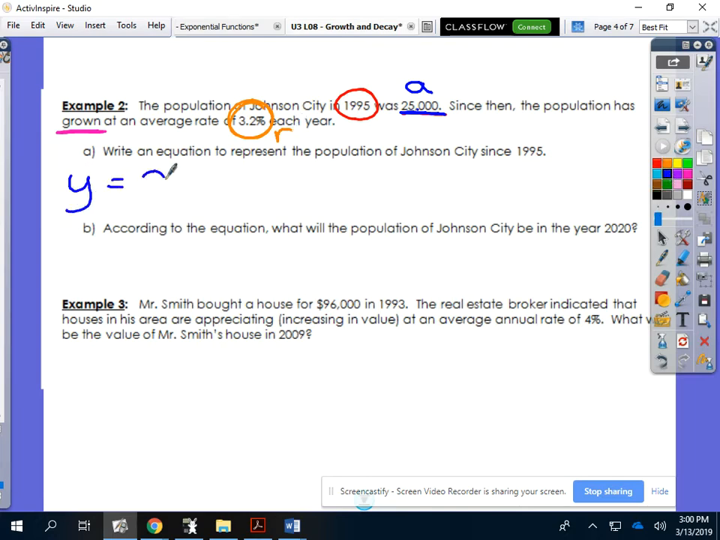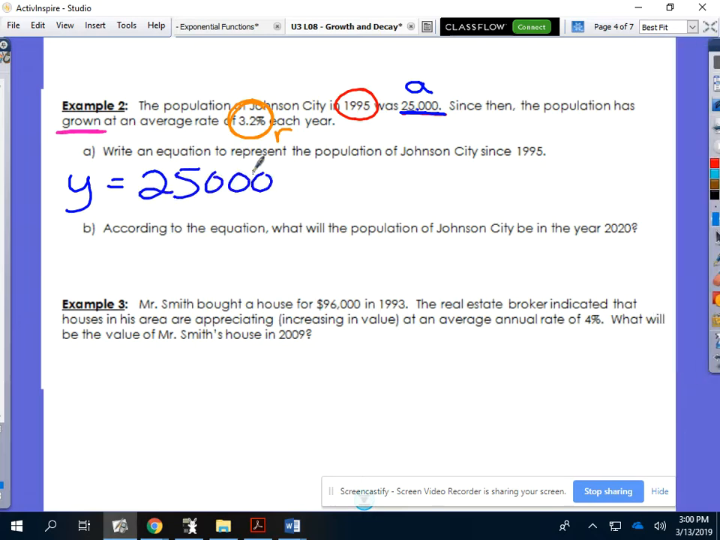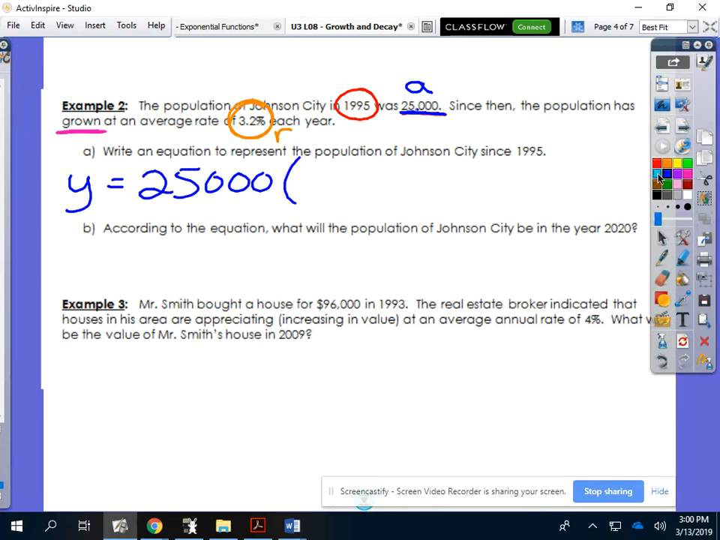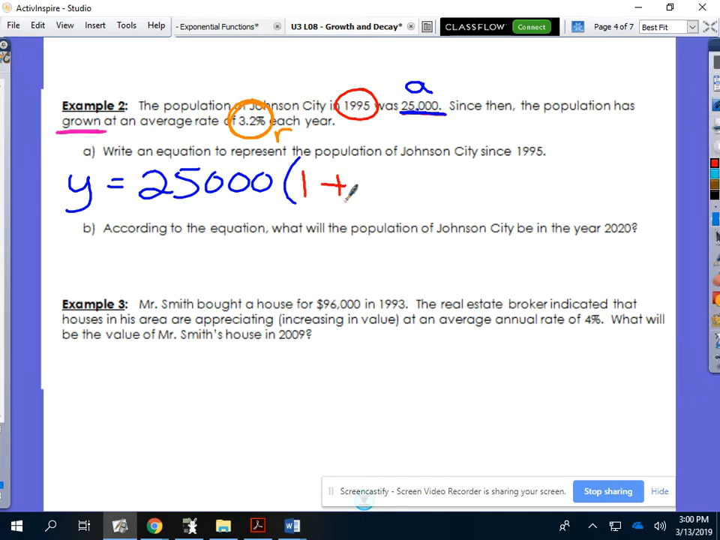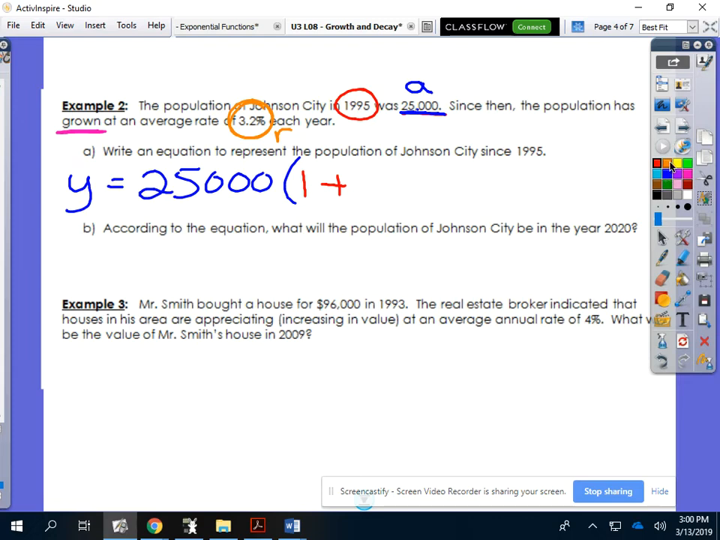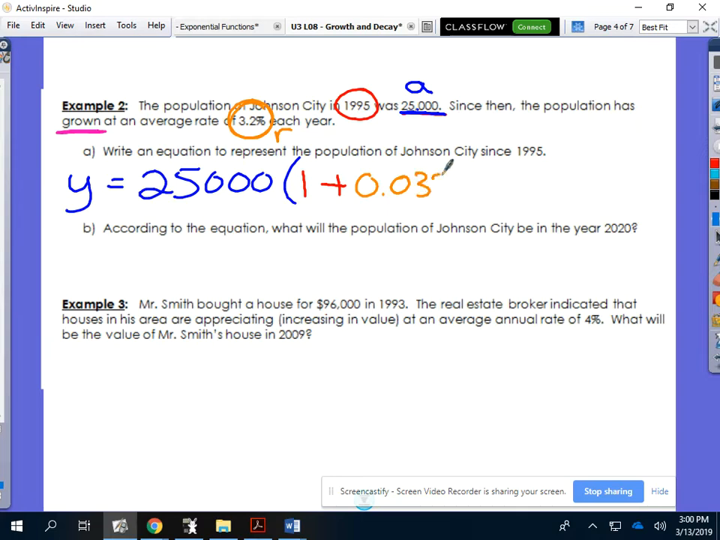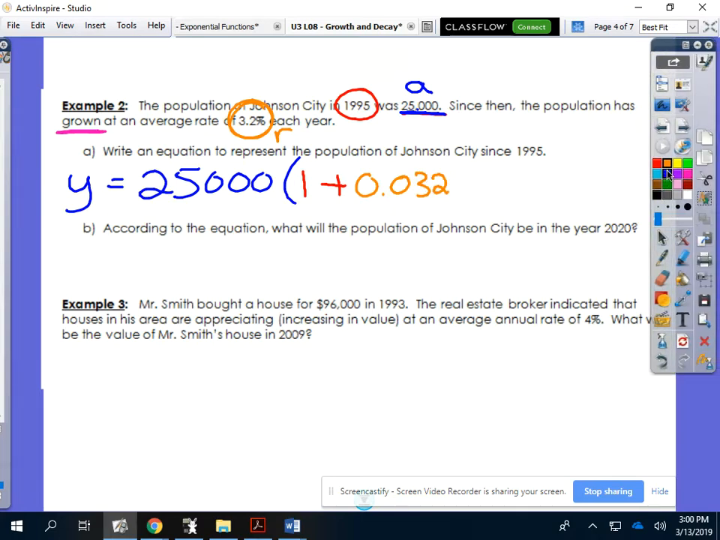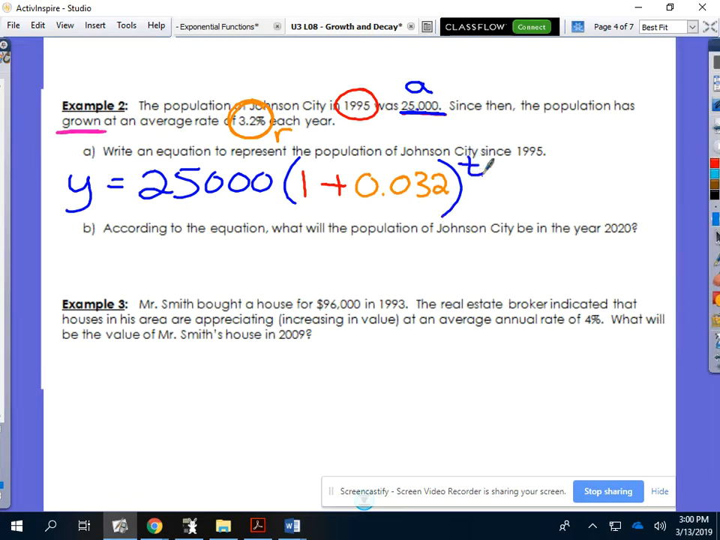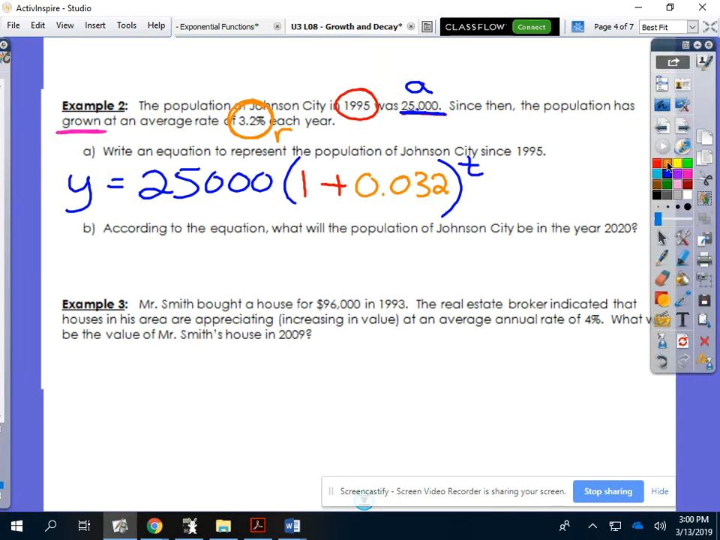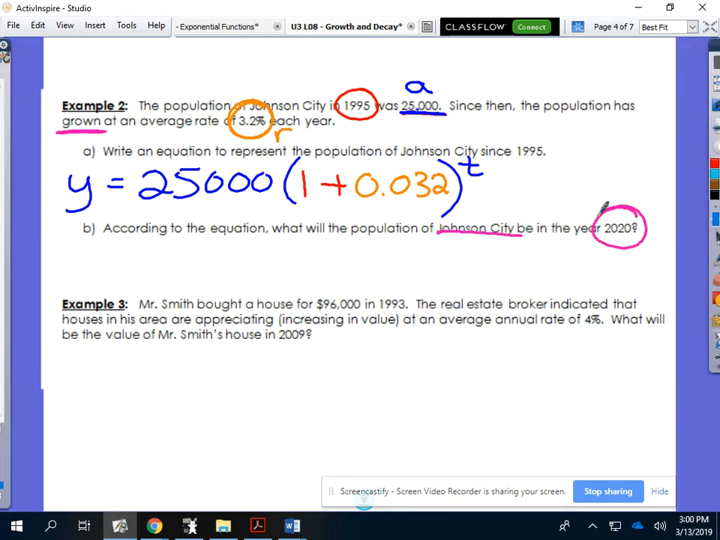So y equals 25,000, open parentheses, you're always going to have the 1 plus. It's 1 plus because it's growing. My R value is 0.032. So you convert your R, your percentage, to a decimal, and it's all raised to the t power. So there's your function, there's your actual equation. How would we figure out what the population of Johnson City is in the year 2020?